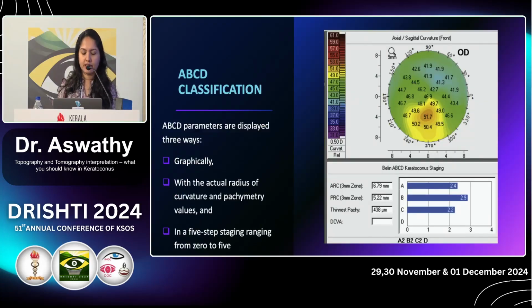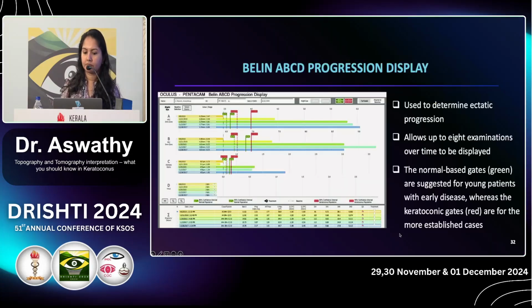ABCD classification is described already, and ABCD classification is also represented graphically in the map, and you can ascertain the staging of the keratoconus from this. And we also have a Belin ABCD progression display here, which is used to determine the ectatic progression, and up to 8 examinations over time can be displayed using this graph. Now here, all the 4 parameters A, B, C and D are represented, and you have 2 types of gates, the green gates used for early disease and red gates for established keratoconus cases. When these values reach these grades, then you have to be concerned and it is time to take up the patient for treatment. Thank you.